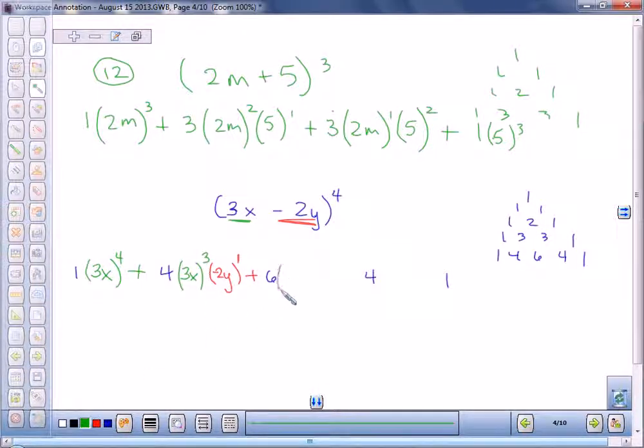Plus the first one squared. The second one squared. Plus the first one goes down 1. The second one goes up 1. Plus, well, when the first one goes down 1, it goes away, right? So the second one goes up to the 4th.